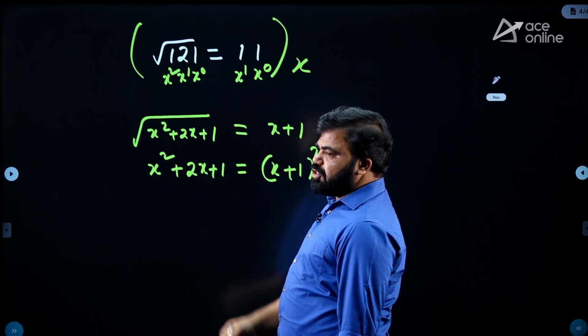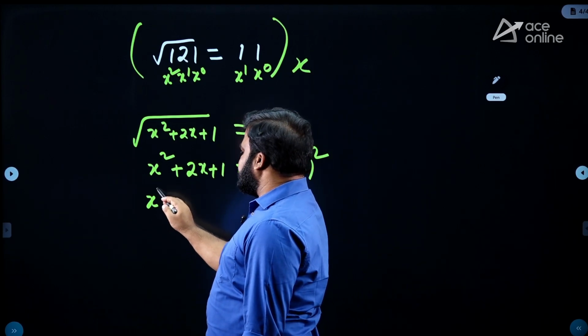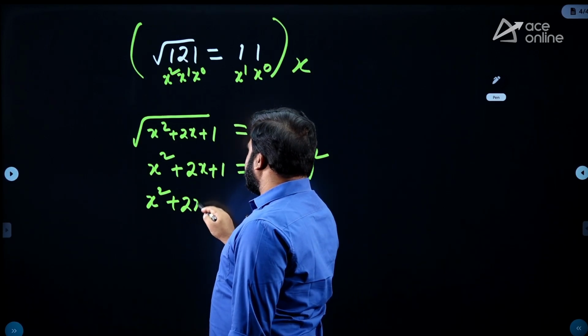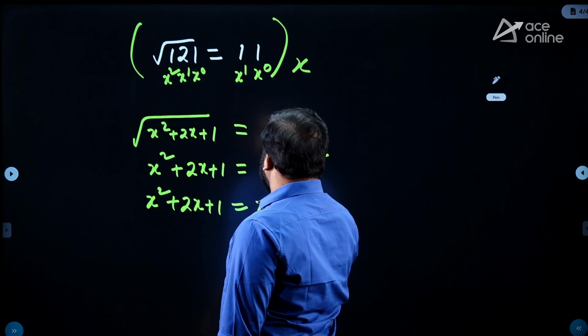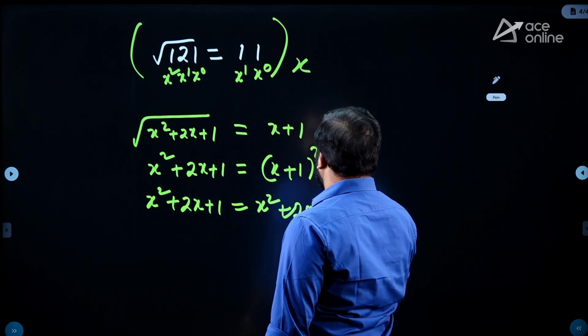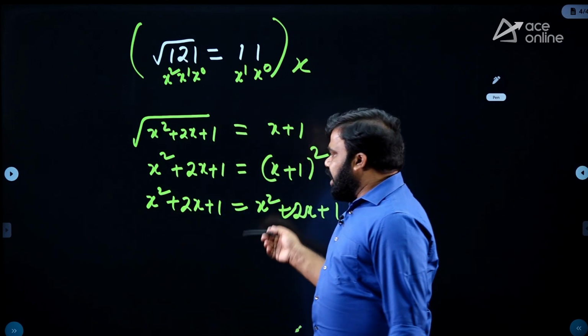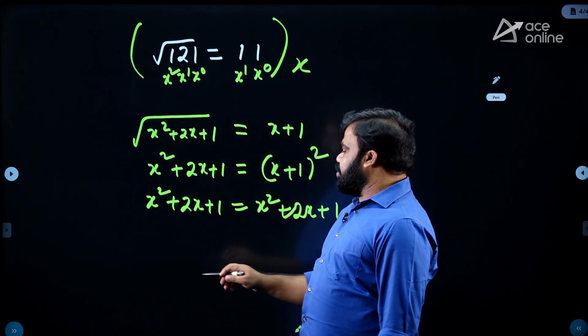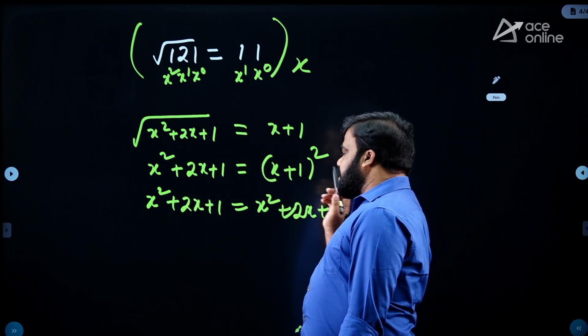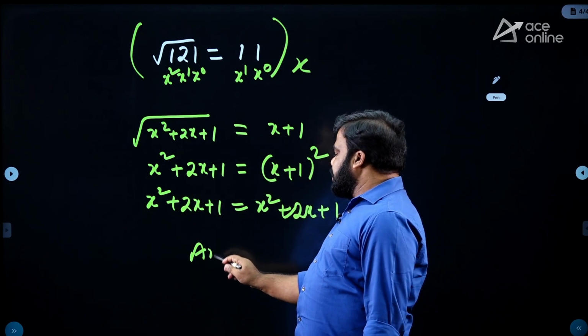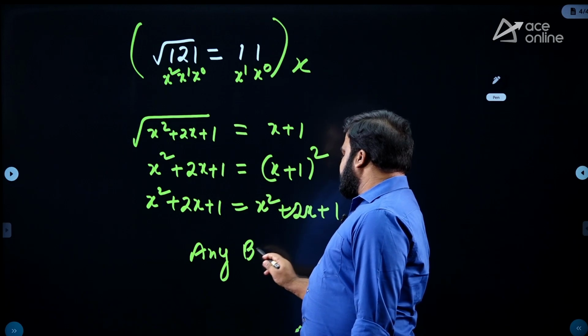As we are in decimal, I can apply all the decimal operations. 2x plus 1 is equal to x square plus 2x plus 1. Then I am not getting any particular value for x from this equation. So any value of x can satisfy this equation. So it is any base.